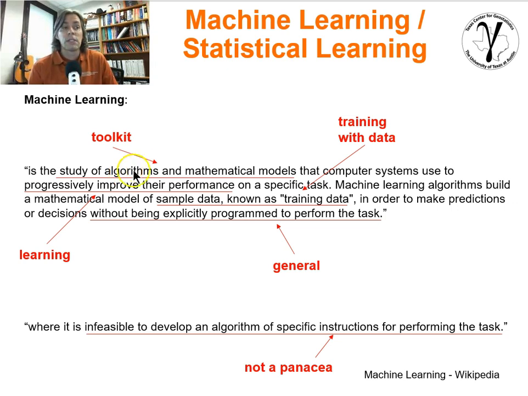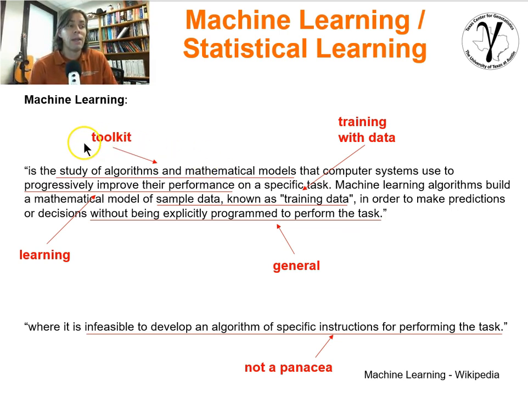Study of algorithms and mathematical models that computer systems use to progressively improve their performance on a specific task. Learning algorithms build a mathematical model of sample data, known as training data, in order to make predictions or decisions without being explicitly programmed to perform the task.